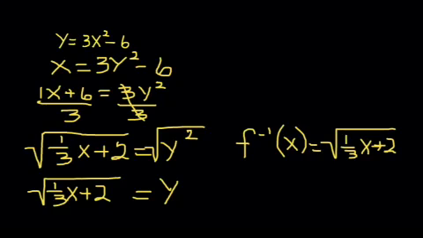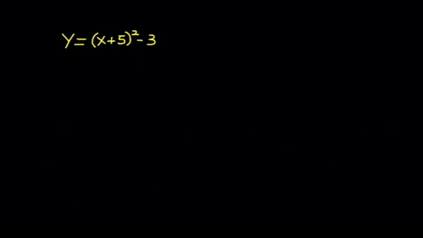Let's do one more of these. This one is also quadratic. We know that because it has a square in it. That is its degree of 2. So we want to find the inverse, and we're going to do it exactly the same way. We're going to switch our x and y. Rewrite the problem like that.